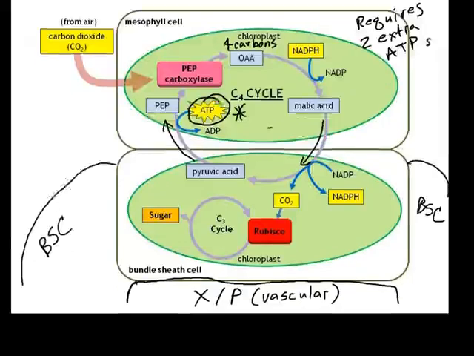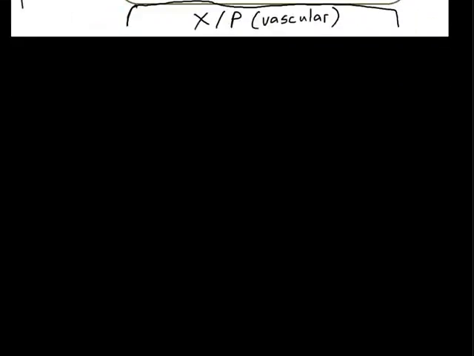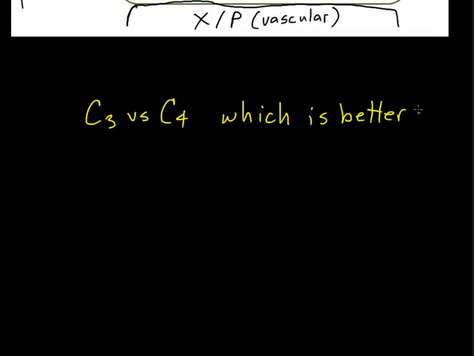To answer our questions in terms of C3 versus C4 photosynthesis and which is better, we'll talk about that in the next module. We'll explicitly describe why in some cases plants that have these extra steps end up being much better at making sugar than the plain old regular C3 plants.